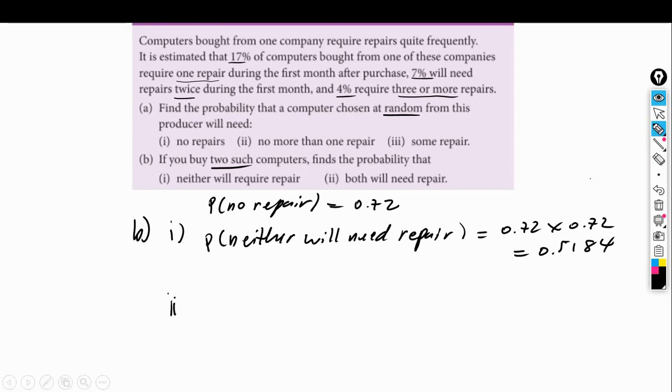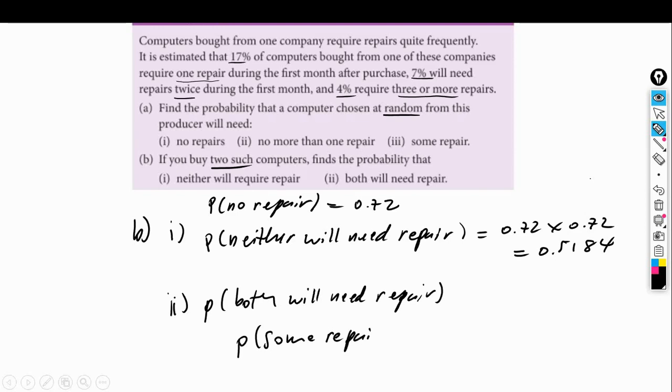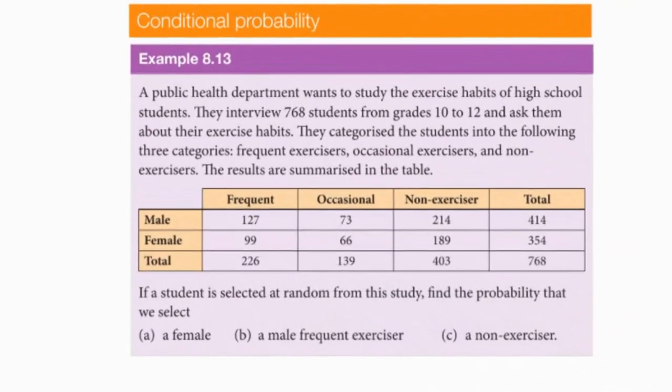Then for part 2, they want us to find the probability that both will need repair. And this involves the probability of some repair, which we said before was 0.28. So that means that the probability of both of them requiring some repair would be 0.28 times 0.28, which is going to give us 0.0784. And now we're going to focus on conditional probability.